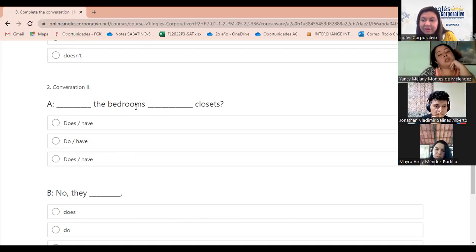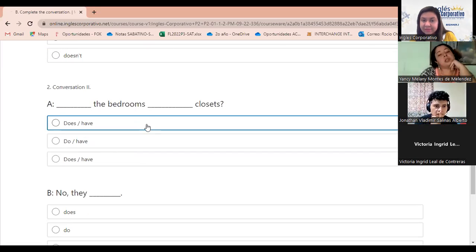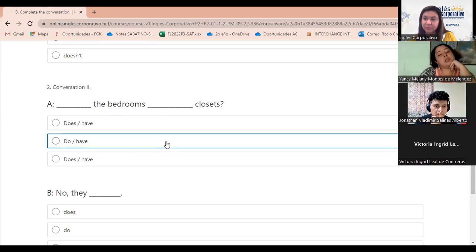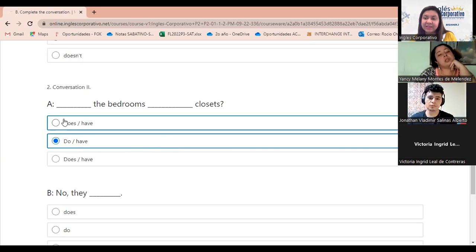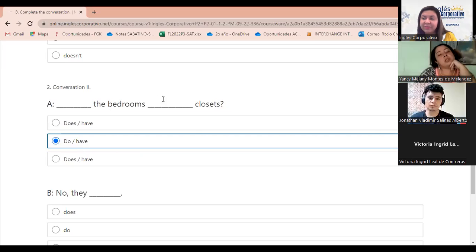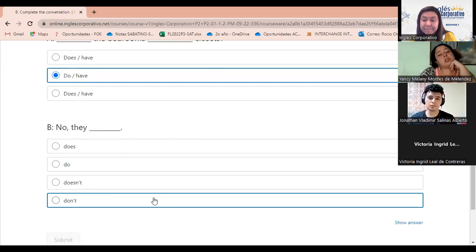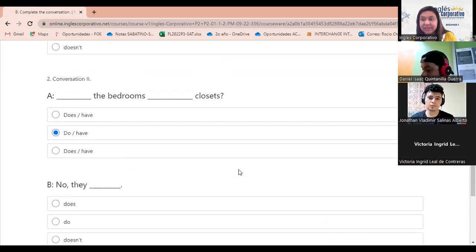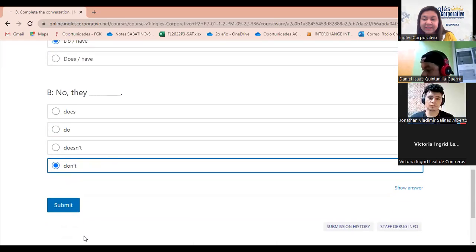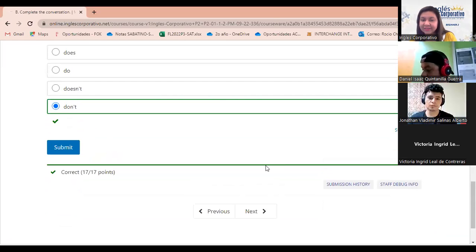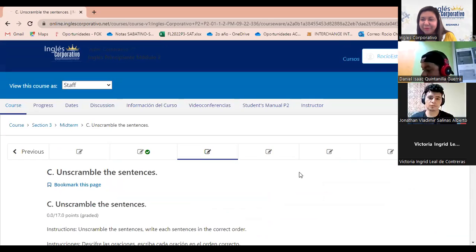Bathrooms. Singular or plural? Plural, teacher. Ah, so I use do or does? Do. Exactly, and it's the only one, right? Do the bedrooms have closets? No, they don't. Exactly. Easy, right? A piece of cake. This is a piece of cake for you.